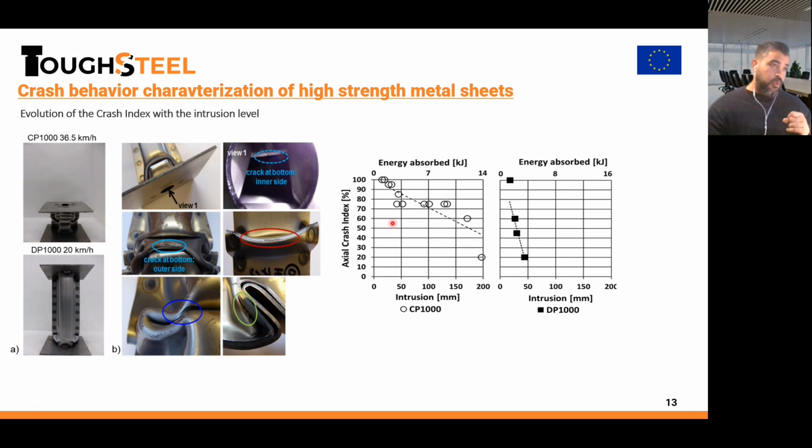What we wanted to do here was to analyze the evolution of the crash index defined in the previous slide, and how it evolves with the intrusion level. So here we plotted all the values for a wide series of advanced high-strength steels, or multi-phase advanced high-strength steels.